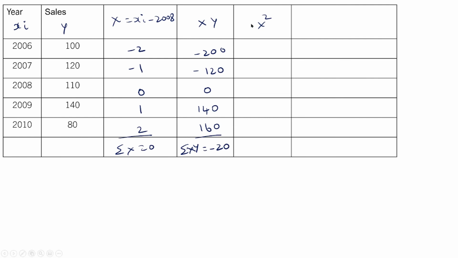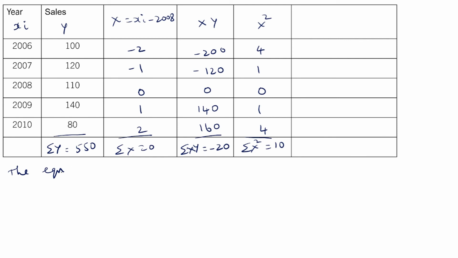Next we have x square. X square is square of these values. So minus 2 the whole square is 4, minus 1 the whole square is 1, 0, 1 and 4. So here summation x square is equal to 10. And this is summation y. Summation y is equal to 550.